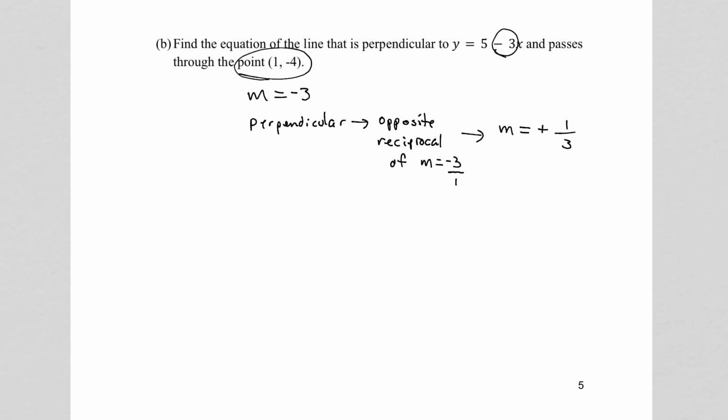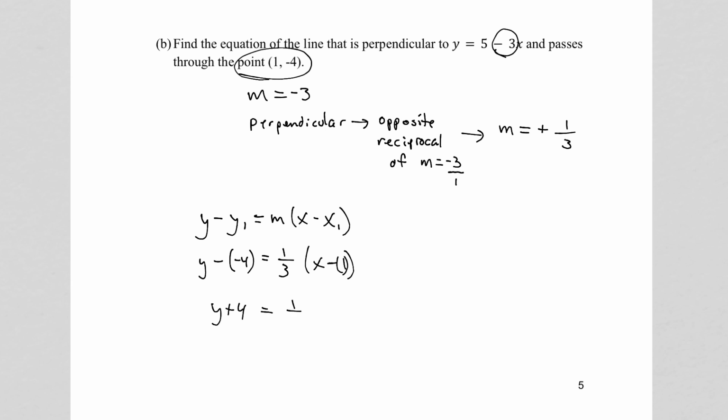So now, just like in the previous problem, I'm going to write point-slope form. I'm going to substitute my point in here, in parentheses again. This time, the slope that I need is 1/3. And I'm going to clean this up. And there I am.